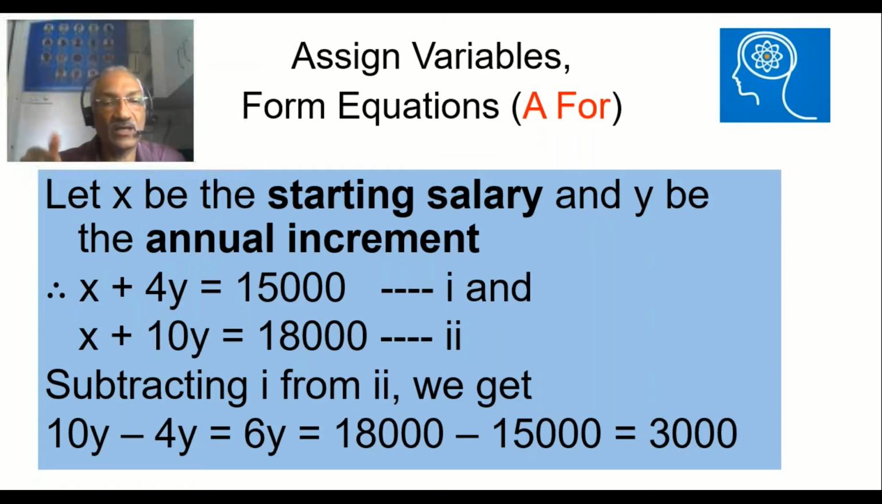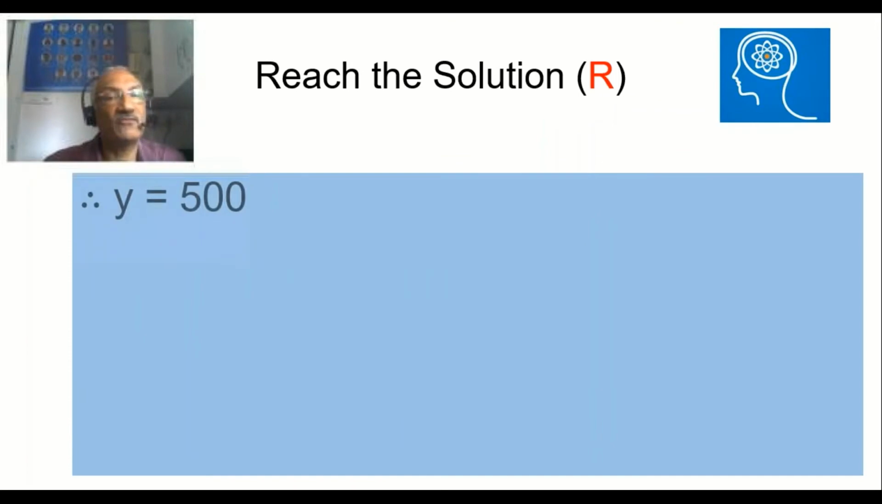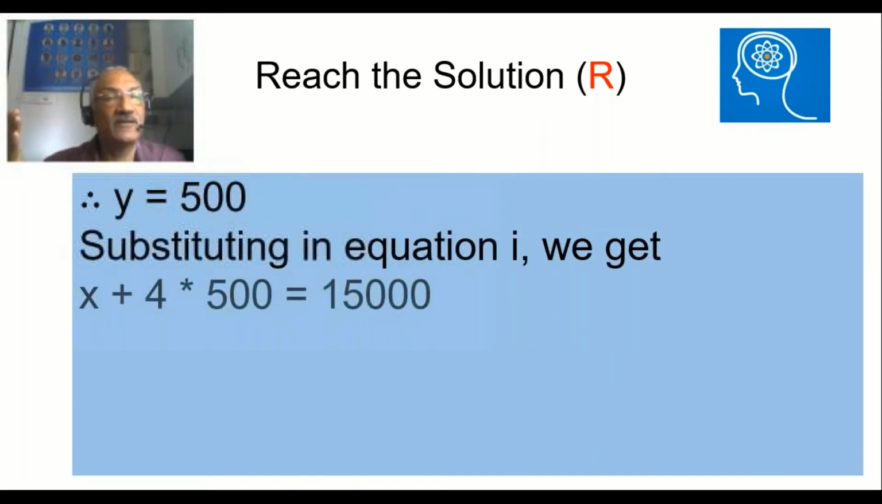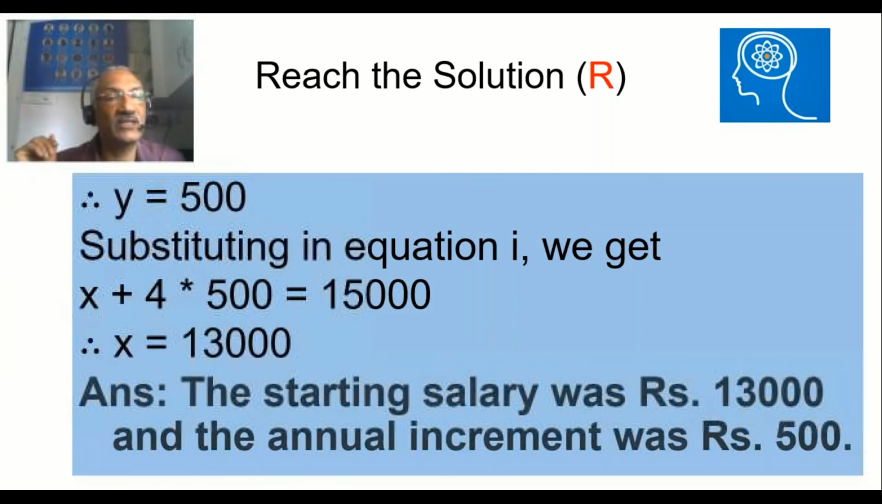So for that, here are the steps which are shown on your screen. What we do is we come up with a solution saying that 6Y = 3000. Therefore, Y = 500. When we substitute that in the next equation, we get X = 13,000. So the answer that we have reached, or the solution that we have reached, is the starting salary was rupees 13,000 and the annual increment was rupees 500.